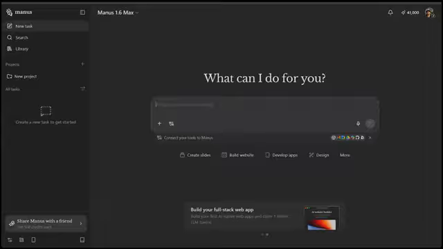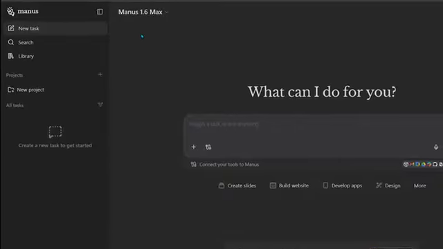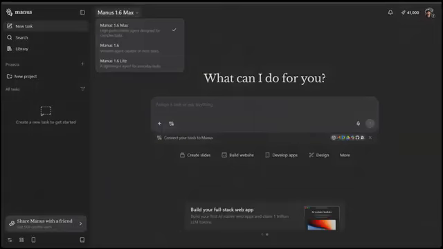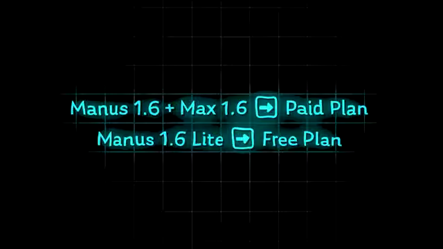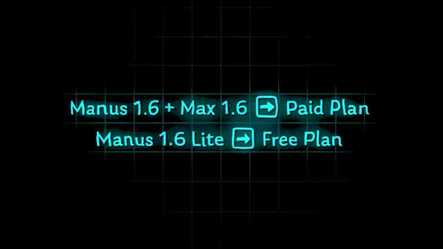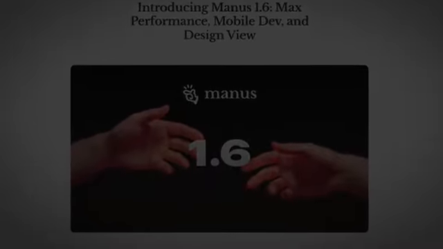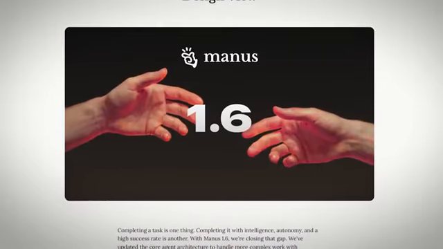And here we go. So all I got to do is enter in my task in the chat box here. Now, one of the first things you might notice is at the very top left, you're going to see the exact agent that you're currently on. So in this case, I'm on Manus 1.6 Max. So you can choose between Manus 1.6 Max, Manus 1.6, and Manus 1.6 Lite. And just to give you an overview of each of these agents, 1.6 Max and 1.6 are available for paid users, while 1.6 Lite is available on the free plan. For anything complex, we're talking researching, coding, spreadsheets, building apps, the 1.6 Max agent is the recommended option. So that's what I'm going to be using for the heavier tasks in this video.